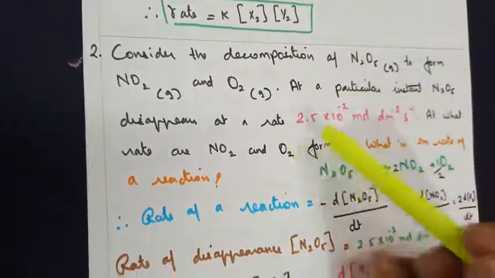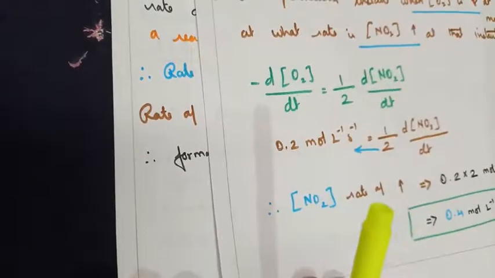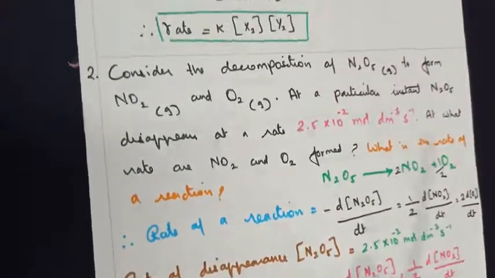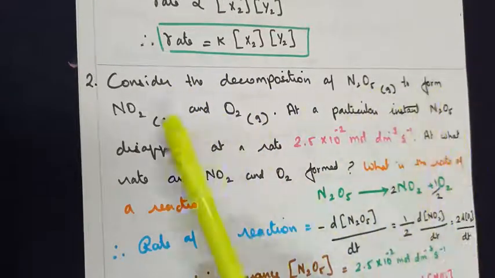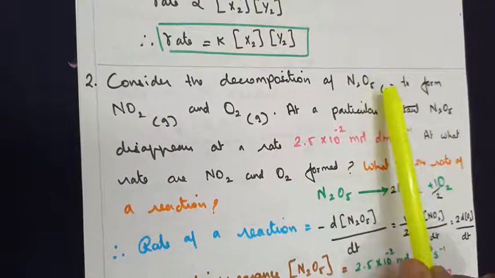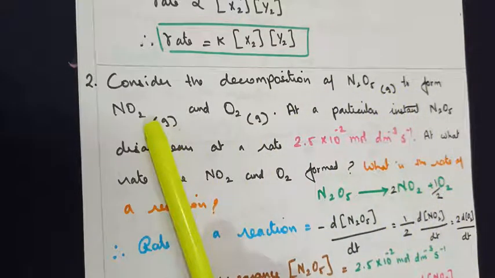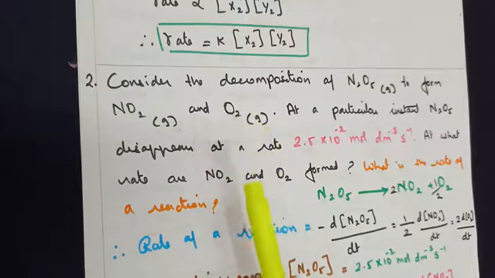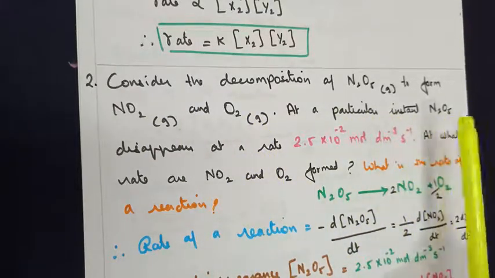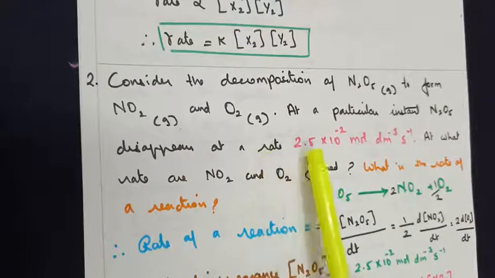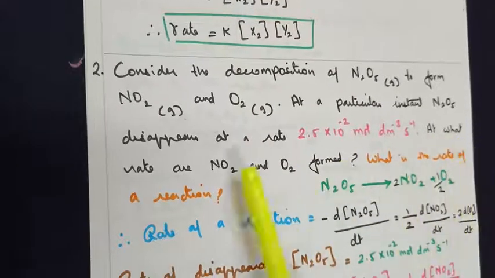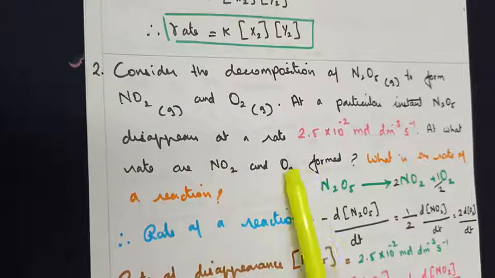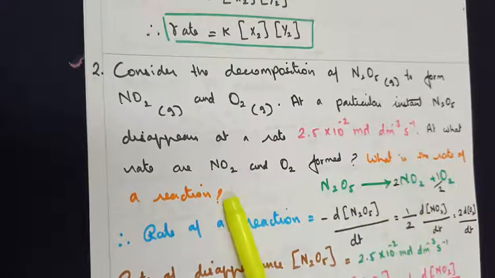The question looks long, but if you look at it, the way of working it out is the same as we worked out the previous question. Consider the decomposition of N2O5, nitrogen pentoxide, to form nitrogen dioxide and oxygen. At a particular instant, N2O5 disappears at a rate of 2.5 into 10 to the power minus 2 mol dm^-3 s^-1. At what rate are nitrogen dioxide and oxygen formed? What is the rate of the reaction?